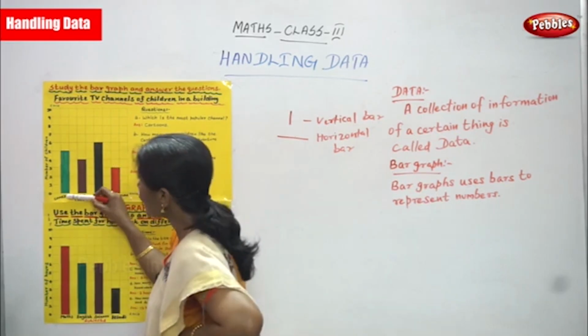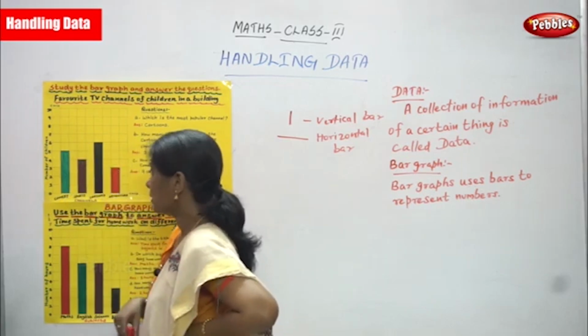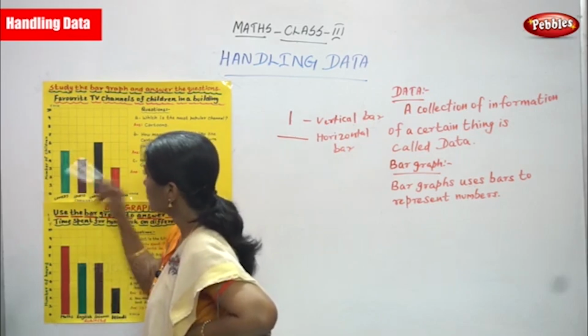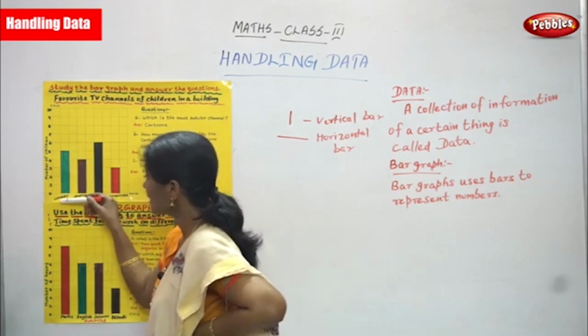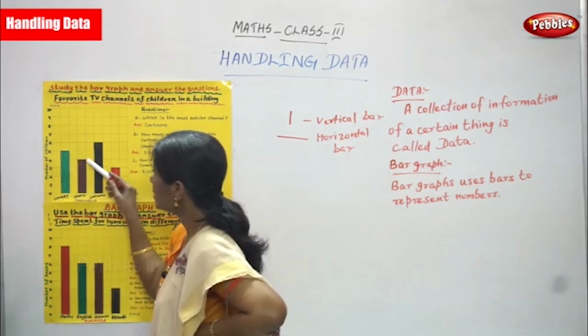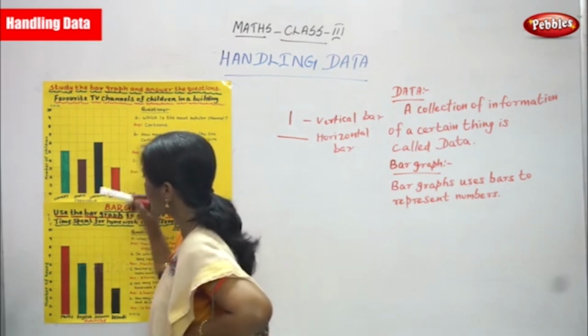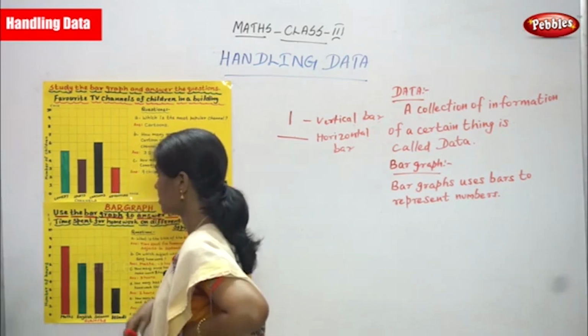So how many children like the comedy channel? The comedy channel means 5 children. 5 children like the comedy channel. And here 4 children like the sport channel, and here 6 children like the cartoon channel. And the next one is what? 3 children like the adventure channel.